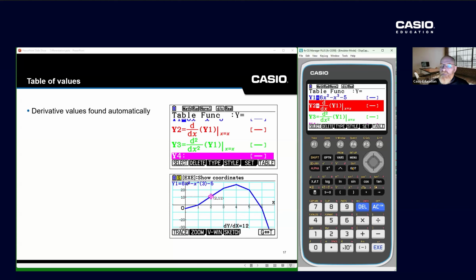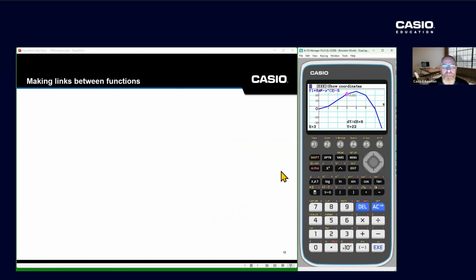If I just deselect that one and go to table again, now when I graph, so I've got a continuous graph going on there, and I trace, you can see that I get the dy dx values calculated. I don't get the dy dx function drawn because I would need to actually enter the first derivative function, see that, but I am getting the value of dy dx at a point shown. Okay, so as you can see, dy dx equals 9, which we saw earlier. We can make some links between functions, which is quite useful.